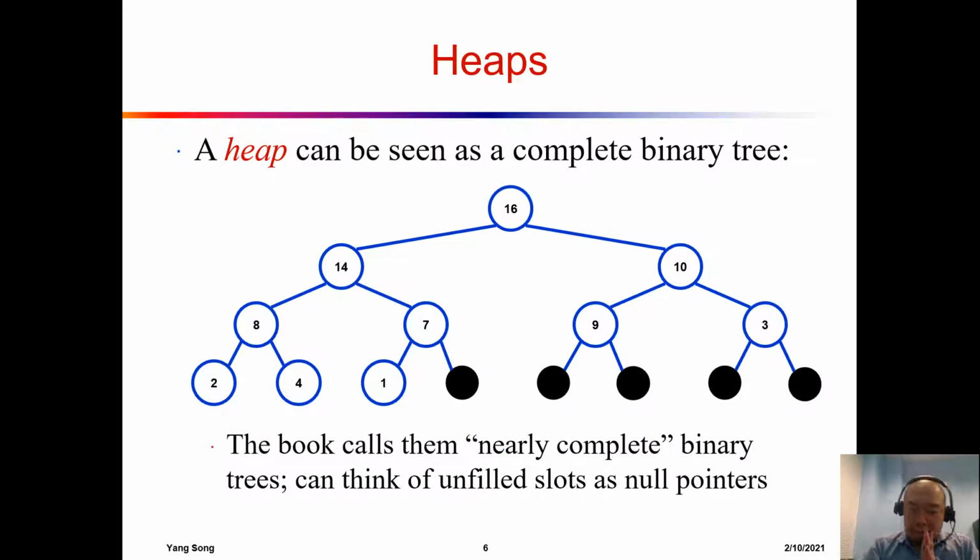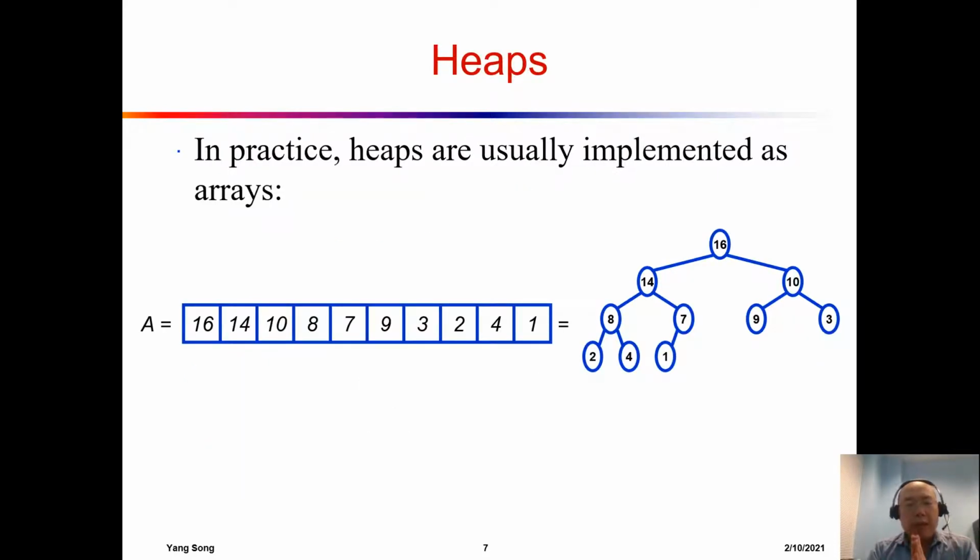Okay, and in our textbook, we call them nearly complete binary trees because if we fill in all the remaining nodes on the last level, then this is really a 100% complete binary tree. Usually, for the unfilled slots, we can just assume that they are empty pointers. So there is still a right child to 7, but we assume that it is just a null node or an empty node. Okay, and for the heap, how do we really store the heap in a tree structure?